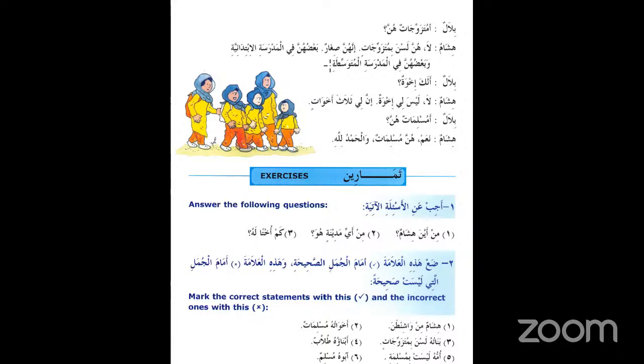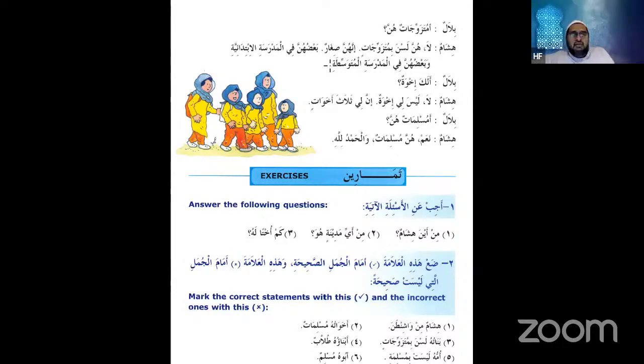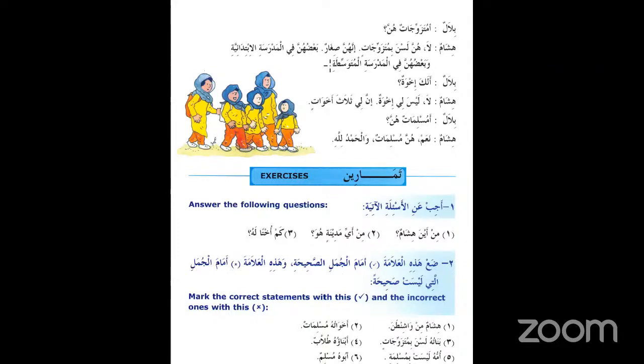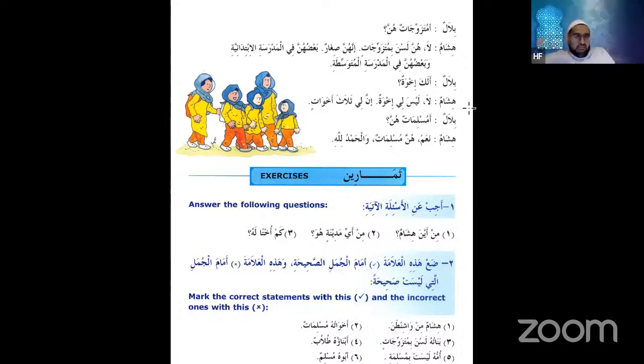إنهن صغار. Surely they are young. Surely? Yes, indeed they are small or young. Indeed they are صغار. Yeah. بعضهن في المدرسة الابتدائي. They are just in the primary school. Correct. And some of them in the middle school. Secondary school.